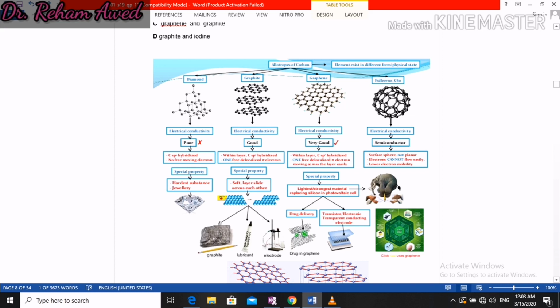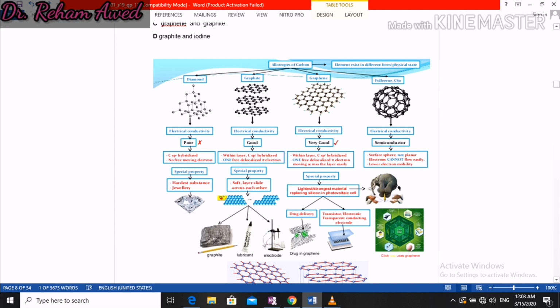Graphene, it is only one layer of hexagonal shaped structure. It's a very good conductor of electricity. It's used for micro uses, in making drugs, and for making transistors. It's used in different electronic uses. It has a very small size, very good conductor of electricity, and also we have nanotubes. Nanotubes are very important in the coming days, inshallah.